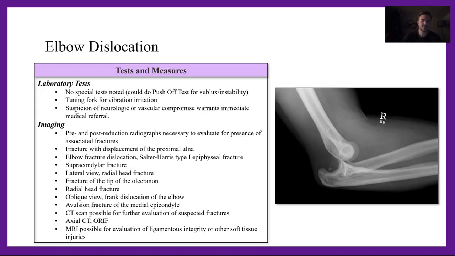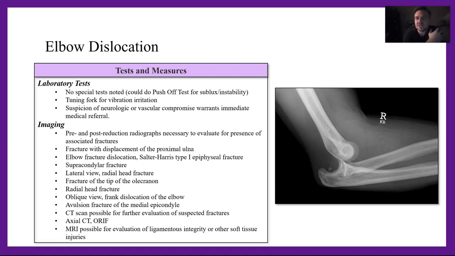So tests and measures, there's really no special test for elbow dislocation because of the obvious nature of it. However, as we looked at those three types of grades, essentially, you have the 0, 1, 2, and 3. 0 is normal. 1 is the PLRI. That's posterolateral rotary instability. That would be a partial subluxation dislocation instability event. And what you can do is something called the push-off test.